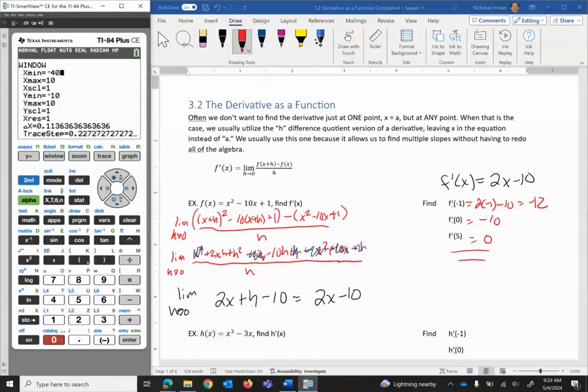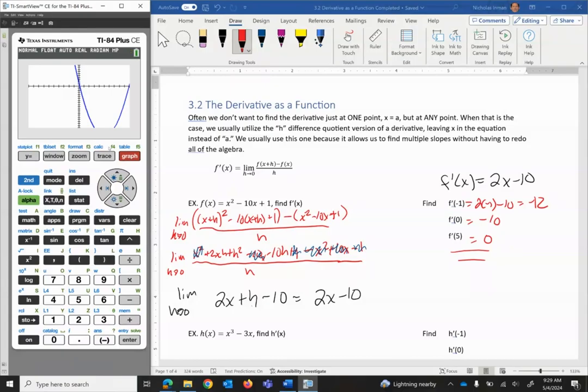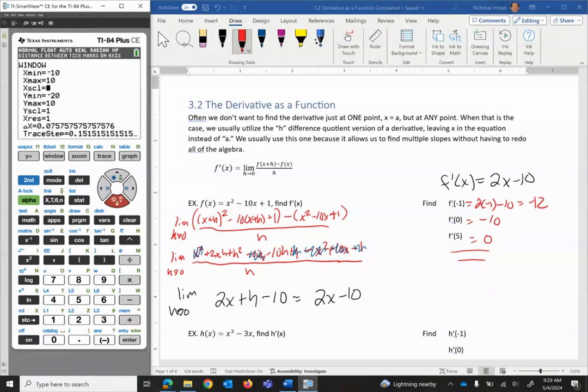Oh, that's not what I wanted to change. Not far enough. Sorry.